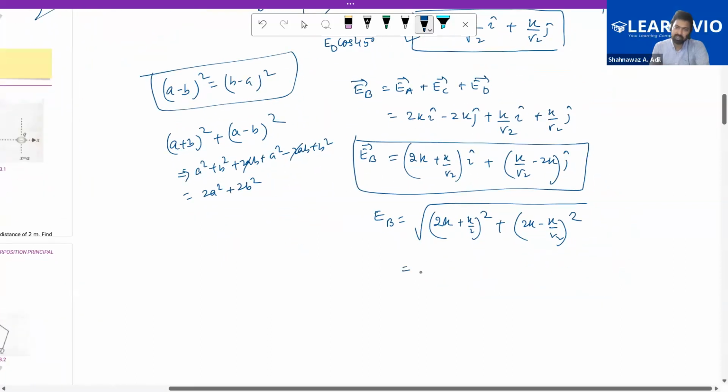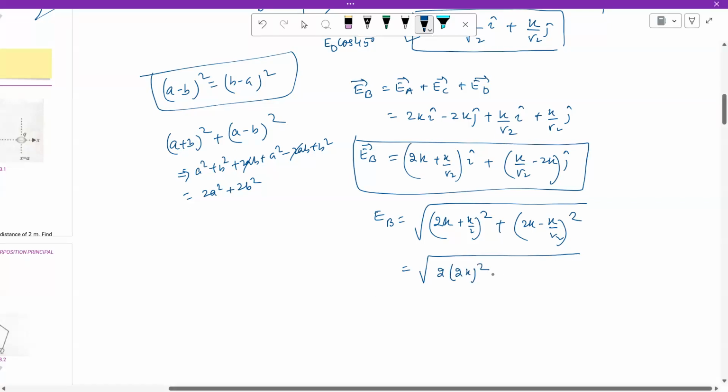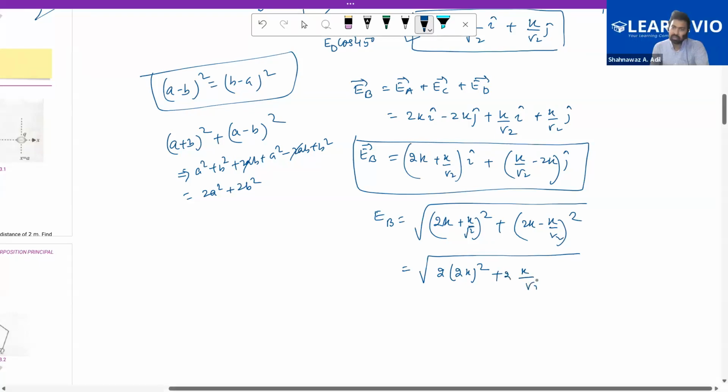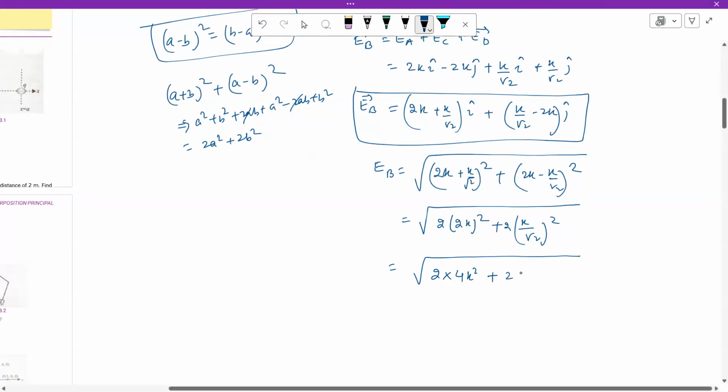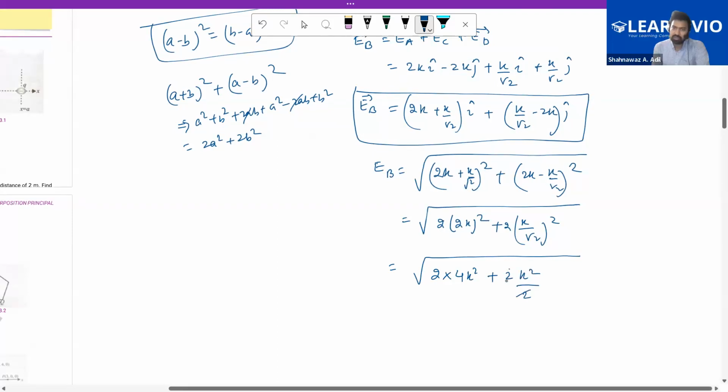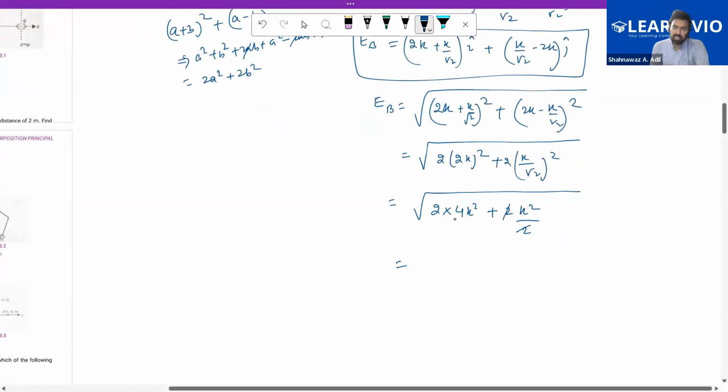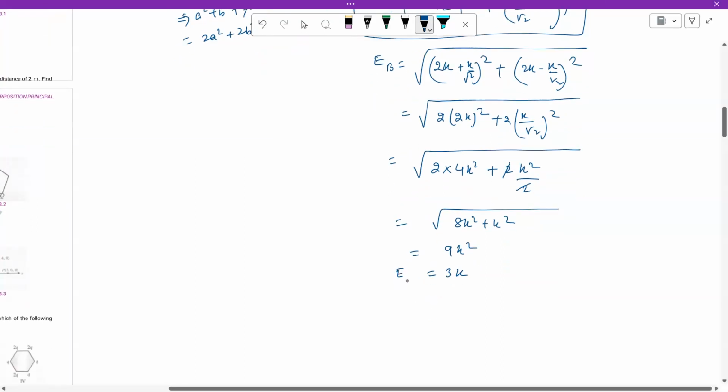So let us write that directly. So this would be 2A, which is 2K square, right? And B is K by root 2, so K by root 2 whole square. So how much is this? This is 4K to the power four, and this is 2K square by 2. This will cancel. So this is 8K square plus K square, so 9K square. So this is simply 3K, right? This is the magnitude of this thing.